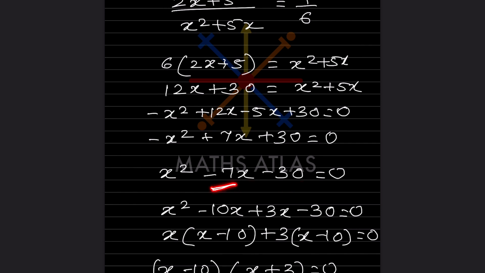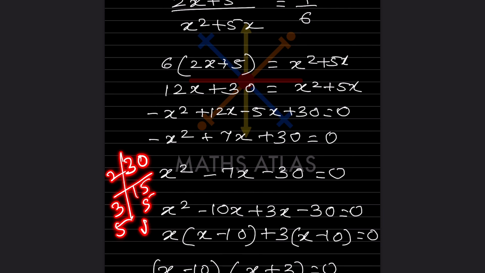Middle term is minus 7. We have to bring this one. So this is 1, 1 into 30, that is going to be 30. We'll take the factors of 30: 2 15s are, 3 10s are, and 5 6s are. We want minus 7. So how are we going to get minus 7?